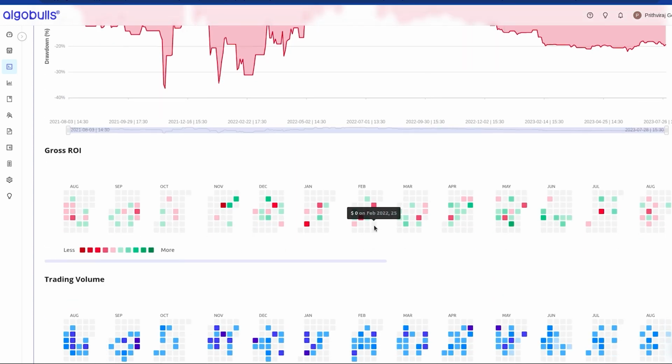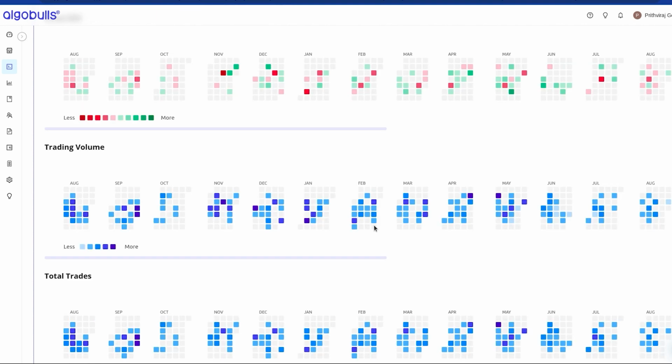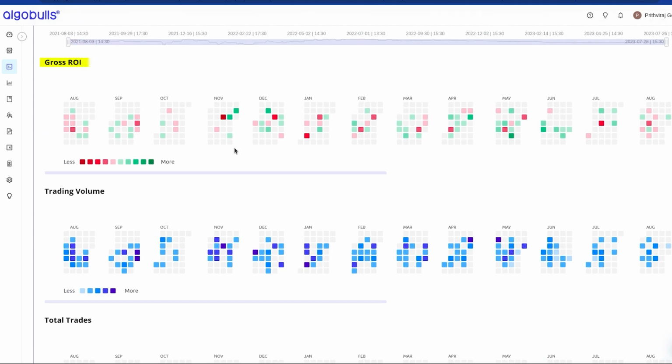Next, we move on to heat maps. We also present 3 calendar heat maps for gross ROI, trading volume, and total number of trades. These heat maps depict daily aggregated values using color code. For the gross ROI chart, darker shade of green indicate higher positive values while darker red indicate more negative. For the other two heat maps, the values are represented in blue with deeper shade indicating higher values.